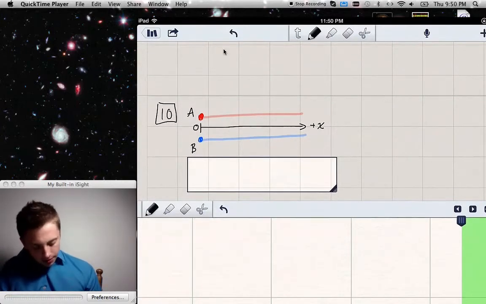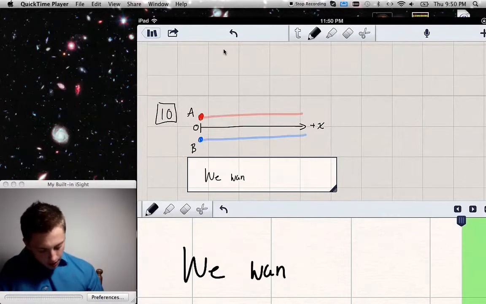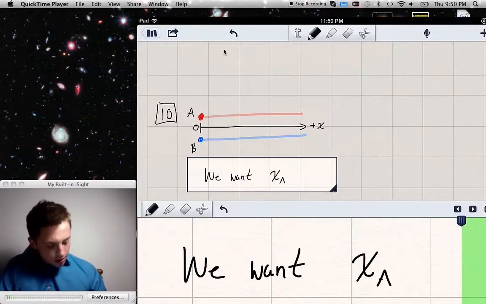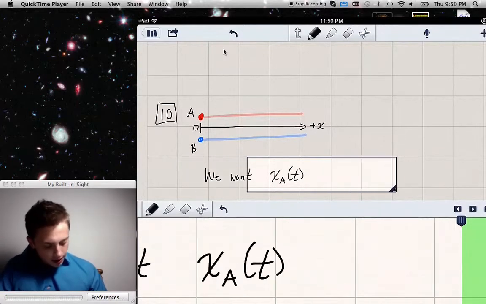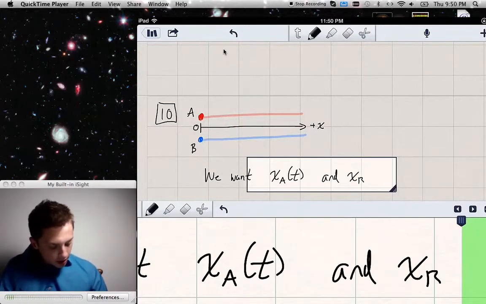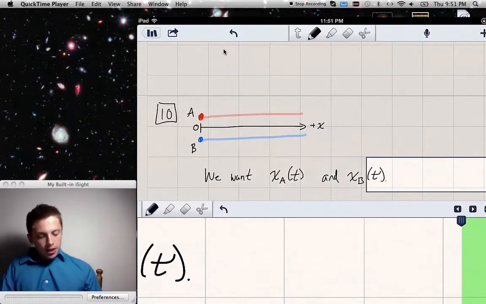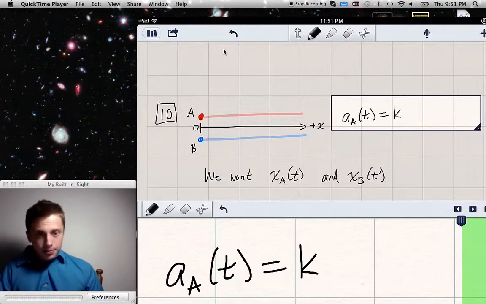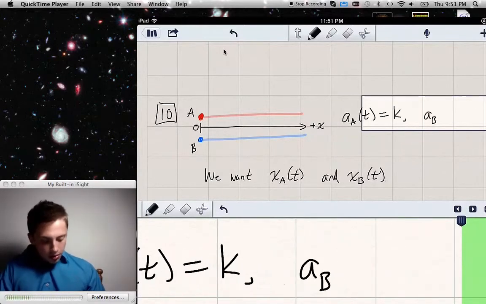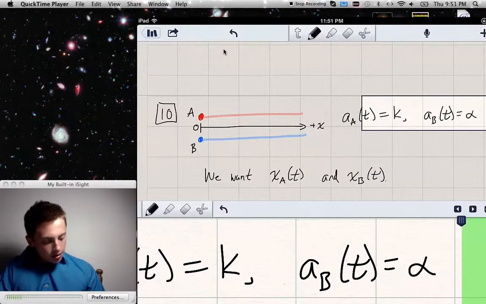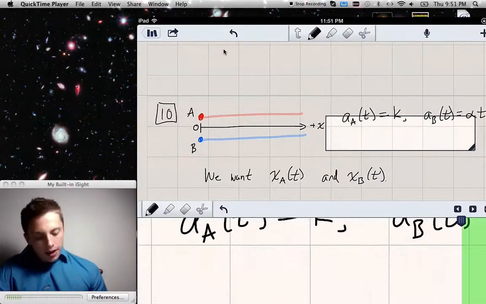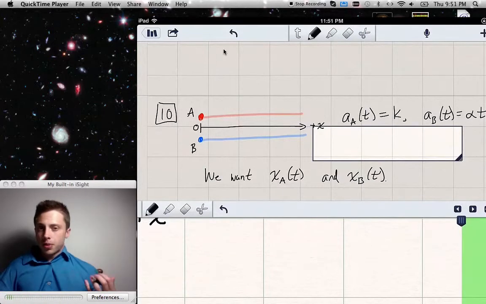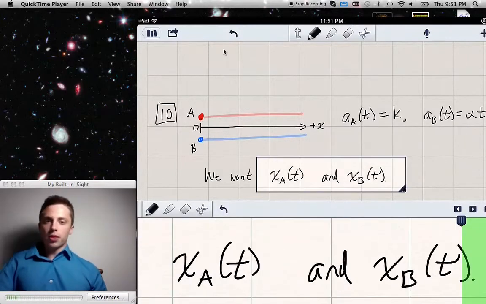So what we want is the location, the x-coordinate of car A at all times t, and the x-coordinate of car B at all times t. Well, what are we given to help us find that? We're given the acceleration of car A as a function of time. It's just a constant. We're given the acceleration of car B as a function of time, and it's a known constant times t squared, alpha times t squared. And remember, if we have the accelerations, that's the best starting point for finding the velocity functions, which then give us what we want, the position functions.